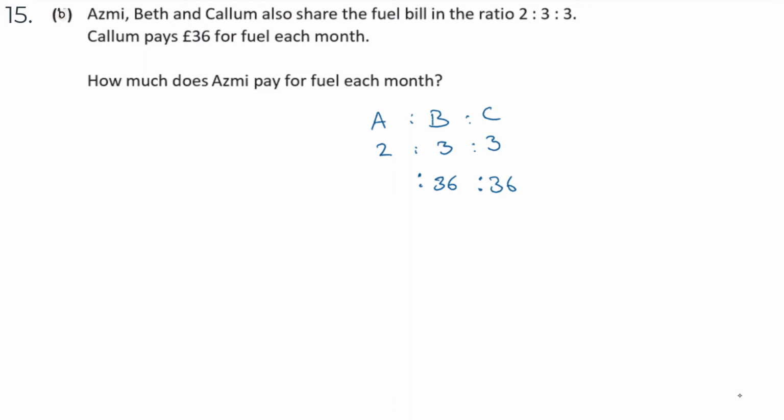What about Asmi? Well, if you have a look at what you have to multiply 3 by to get 36, 3 times 12 is 36, isn't it? So that's been scaled up by a factor of 12. So if I scale up this side as well by a factor of 12, then 2 times 12, that's 24. Okay. And so how much does Asmi pay for the fuel? That's that one there, isn't it, Asmi?